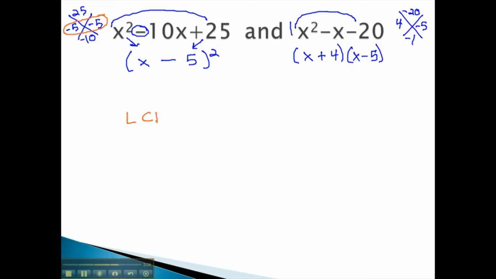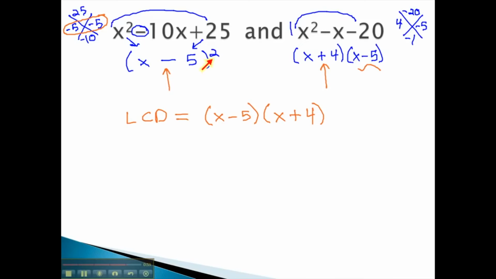Now that we know the factors, we can list all the factors in the least common denominator. Notice we have a factor of x minus 5. We also have a factor of x plus 4. There is no need to list the x minus 5 again, as we already have it as part of our least common denominator. All that is left to do is attach the highest exponents to each factor.